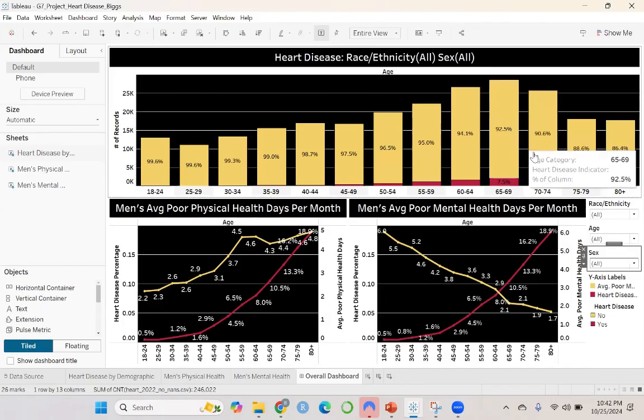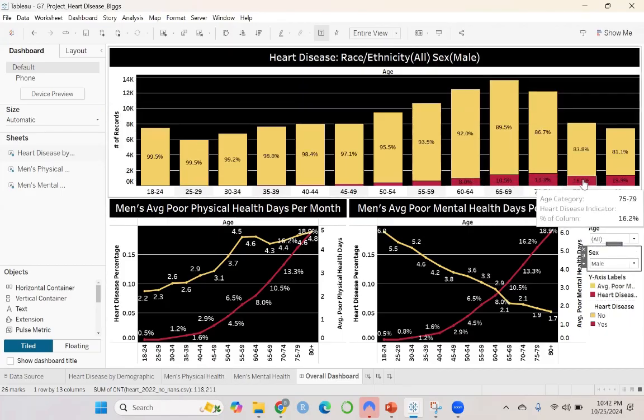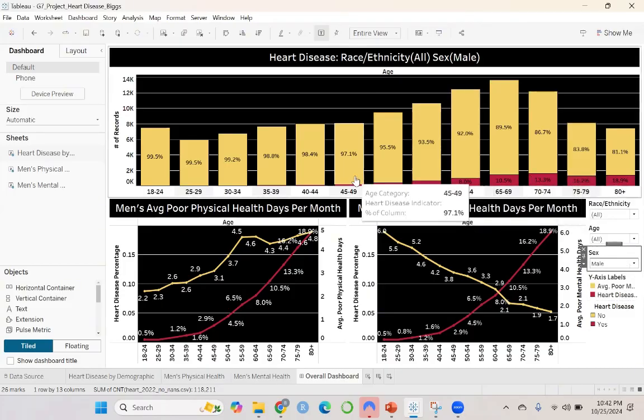And both sexes. A quick note on this dashboard: we decided to focus on men specifically because when looking at the prevalence of heart disease among men and women, men were twice as likely to have heart disease, roughly. So we're going to keep that on male from here on out.